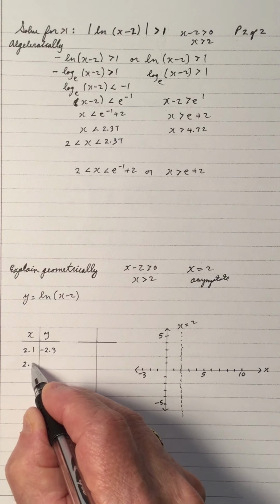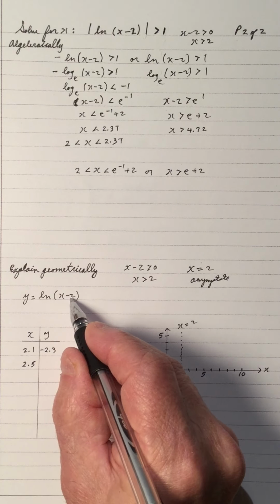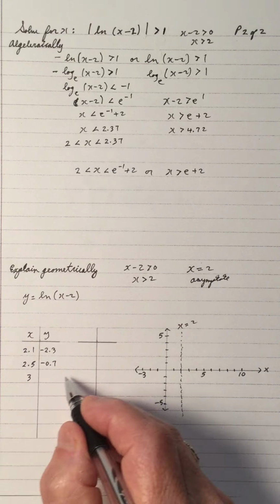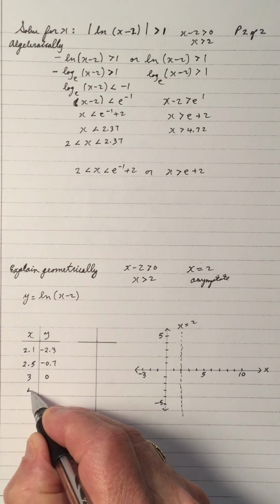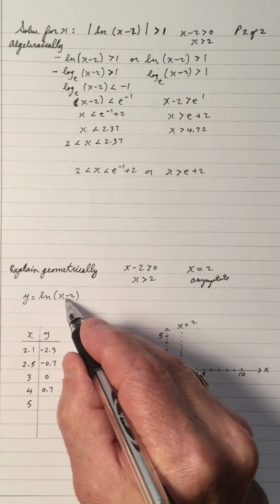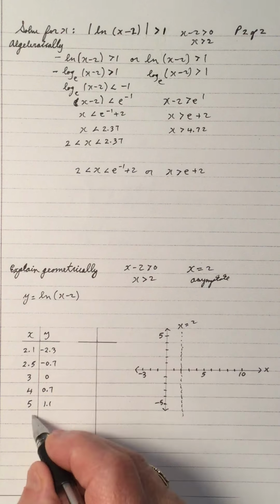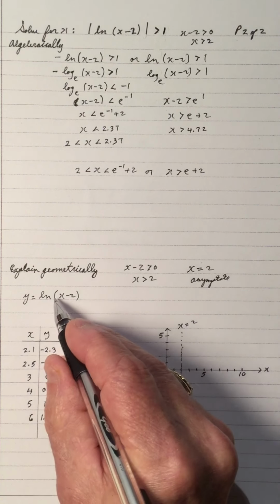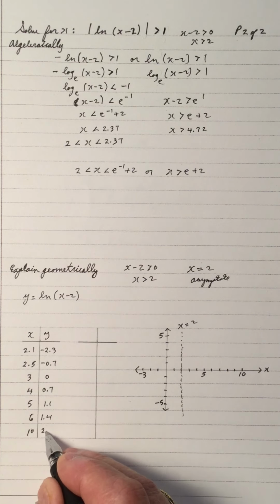Let's go further. Let's take 2.5. 2.5 put in is 0.5, and the ln of 0.5 is a negative 0.7. And I keep growing the x values to the right. Put a 3 in, you get the ln of 1. The ln of 1 is 0. You put a 4 in, you get the ln of 2, which is 0.7. Put a 5 in, you get the ln of 3, and the ln of 3 is 1.1. And put a 6 in, you get the ln of 4, which is 1.4. Put a 10 in, you get the ln of 8, which is 2.1.